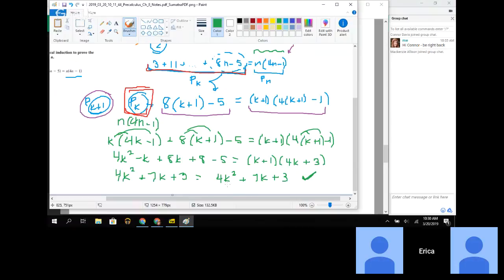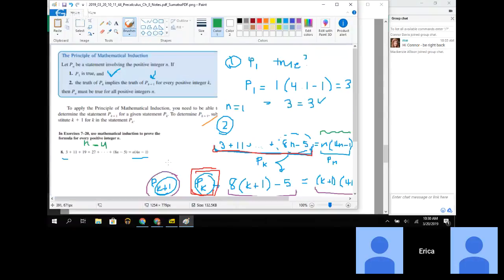it's this back up here, up to the top. They say it much more elegantly than I can. The truth of p sub k implies the truth of p sub k plus 1 for every positive integer k. And so then p sub n must be true for all positive integers. So basically, we've shown by mathematical induction that this is a true statement.